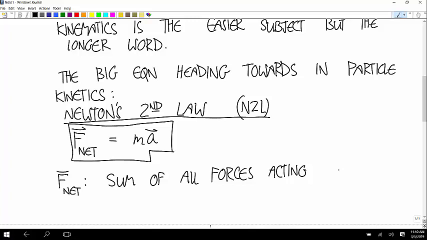It's important that whatever object we isolate, we're treating its location as the center of mass. And since we're still doing particle kinetics, that's kind of the way we have to treat everything as we're following the center of mass. So F net is the sum of all forces acting on the chosen body.